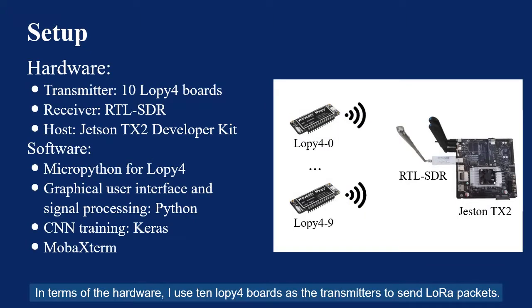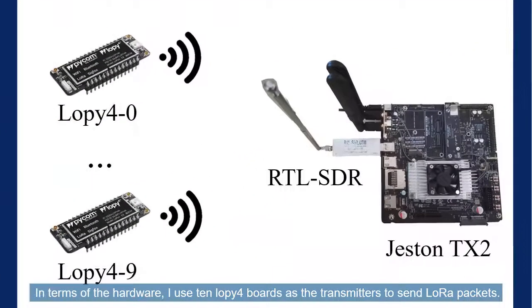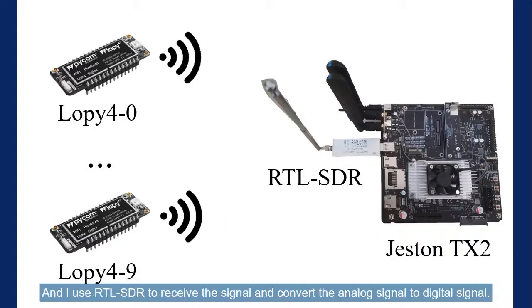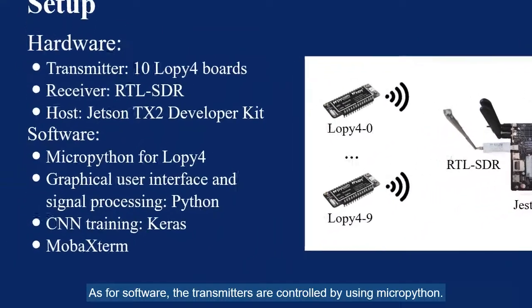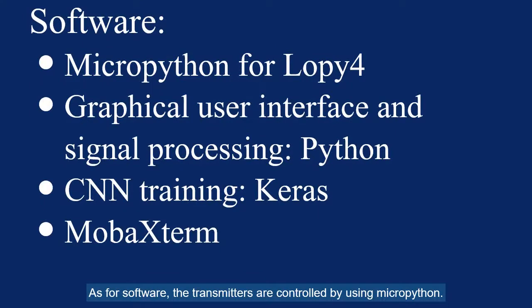In terms of the hardware, I use 10 low-power boards as the transmitters to send the LoRa packets, and I use RTL-SDR to receive the signal and convert the analog signal to digital signal. Jetson TX2 is an embedded board that is used to process IQ samples and perform convolutional neural network training for classification and identification.